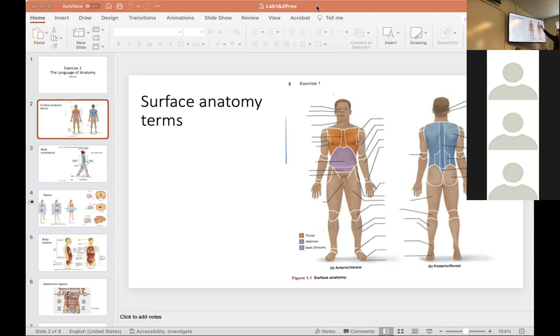And then how about one on the back, this kind of upper back area? You guys know what that is? Yeah, scapular. So your scapula is your shoulder blade. That area is called the scapular region.